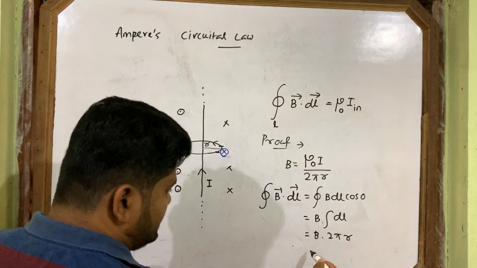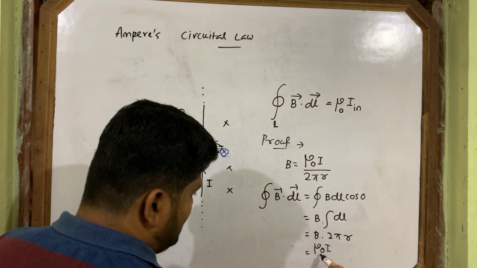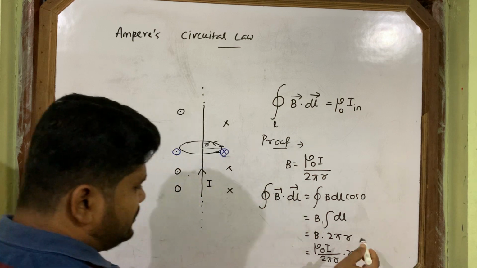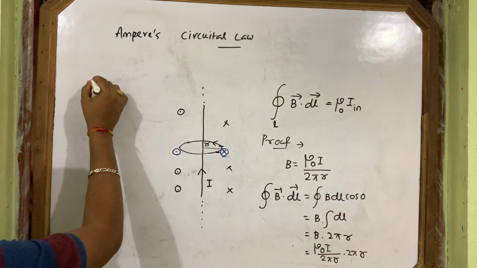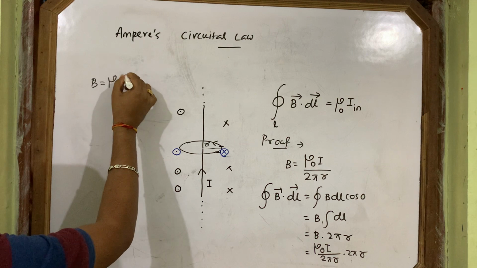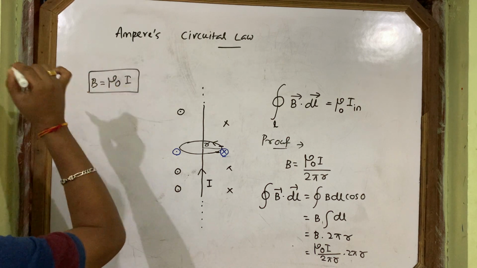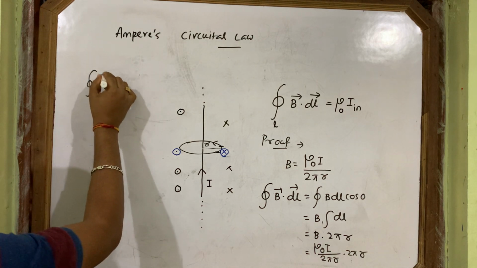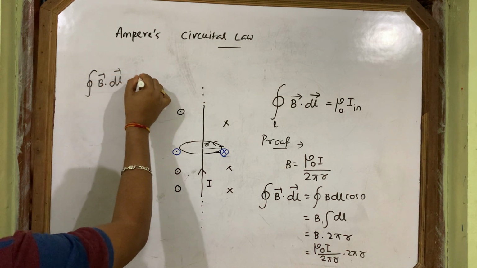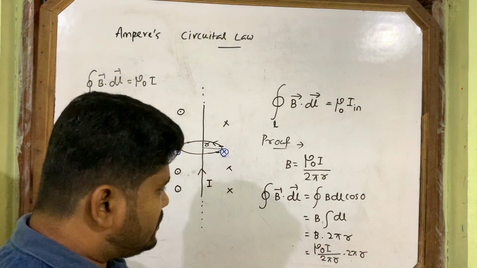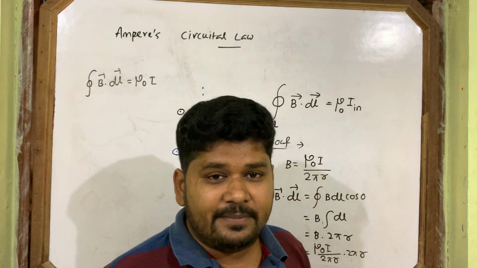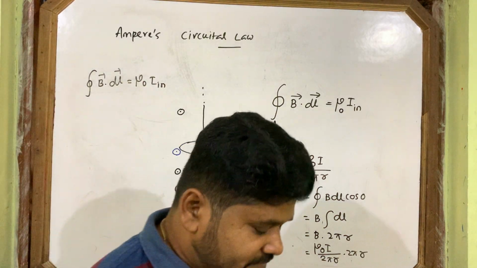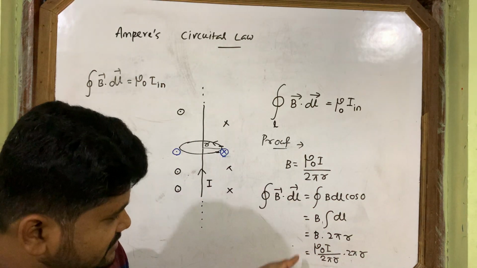And if we put the value of B here, mu naught I divided by 2 pi r into 2 pi r, the 2 pi r cancel, and you will get mu naught I. You will get the integral of B vector dot dl vector equals mu naught I. So RHS is coming mu naught I. Mu naught I means that I is enclosed by the Amperian loop. Is it proof now? See the proof.